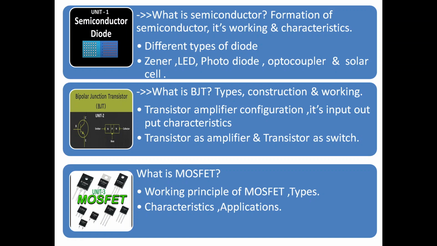Students, our second unit is bipolar junction transistor. In this chapter, we will learn what is BJT, types of BJT, construction and its working. Then next is transistor amplifier configuration, its input-output characteristics, transistor as an amplifier and transistor as a switch. Next, unit 3 is MOSFET. In this chapter, we will learn what is MOSFET, working principle of MOSFET, its types, then characteristics and applications.